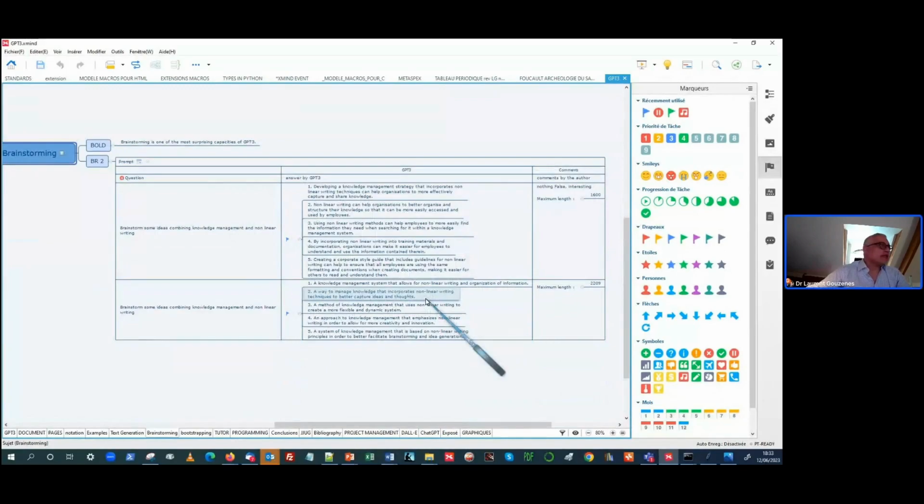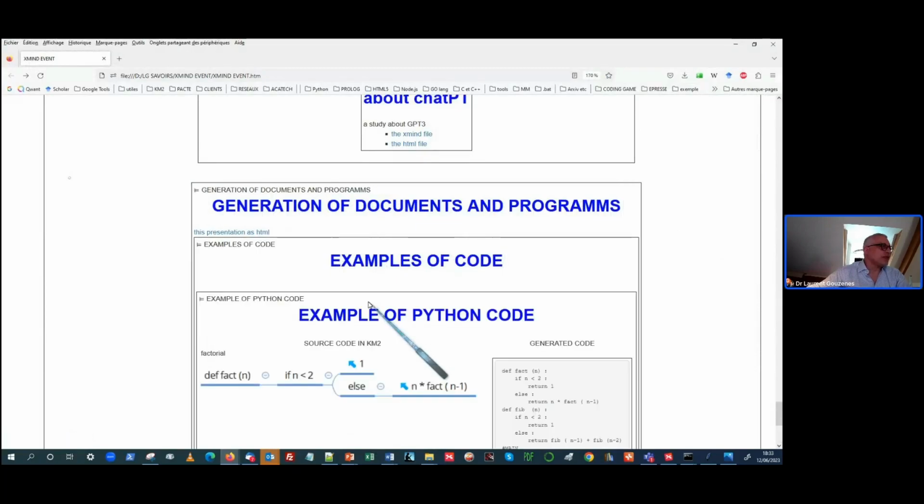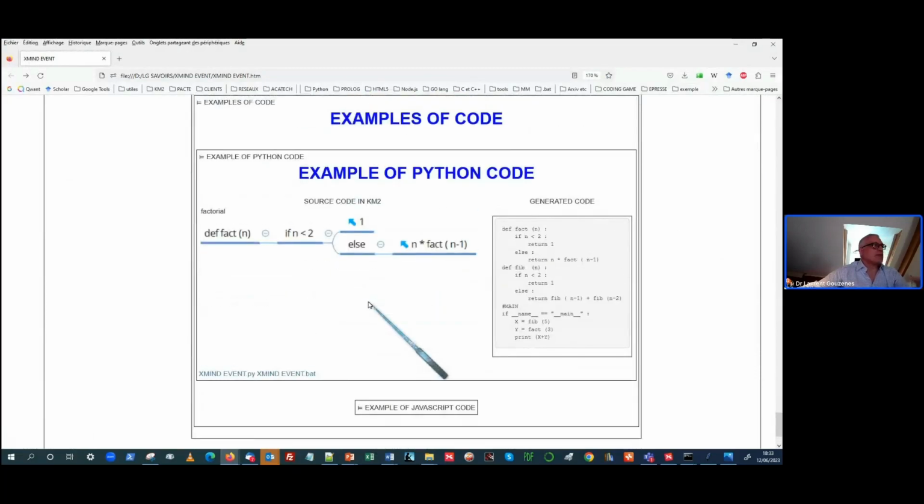You should not forget that tables are very important to structure knowledge. A lot of people use mind maps only with trees, but when you process knowledge, structuring things in two dimensions with tables is really very useful. And I will also give you some examples of things that you can generate.